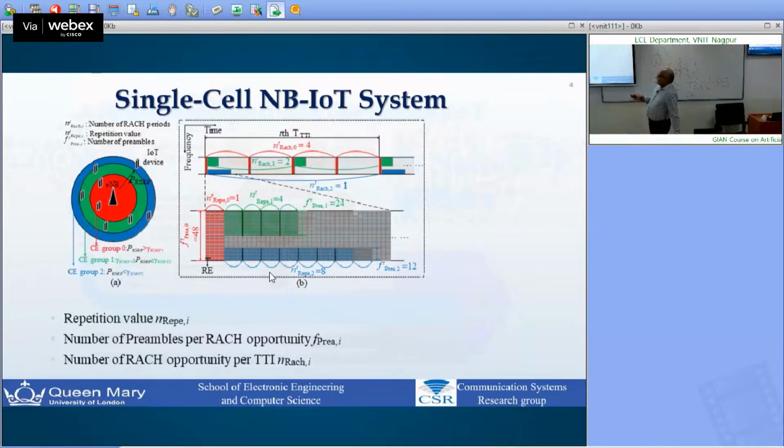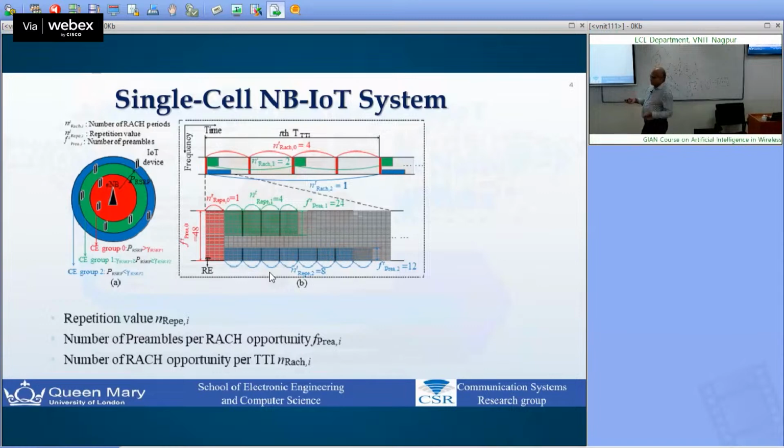Now for every region, this base station is going to inform 3 parameters to use to transmit the data from the device to the base station. This is the resource configuration: the base station informs 3 parameters for each region. What are those 3 parameters? One is the number of preambles. A preamble is a sequence.